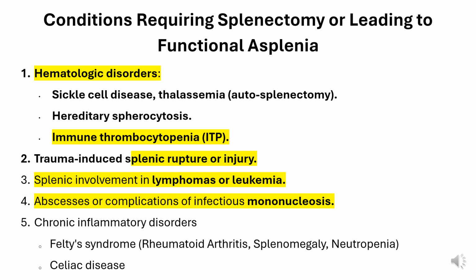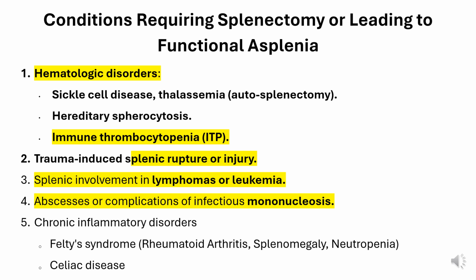Conditions requiring splenectomy or leading to functional asplenia. Hematologic disorders: sickle cell disease, thalassemia, autosplenectomy, hereditary spherocytosis, immune thrombocytopenia (ITP). Trauma: splenic rupture or injury. Cancers: splenic involvement in lymphomas or leukemia. Infections: abscesses or complications of infectious mononucleosis. Chronic inflammatory disorders: rheumatoid arthritis, Felty's syndrome.